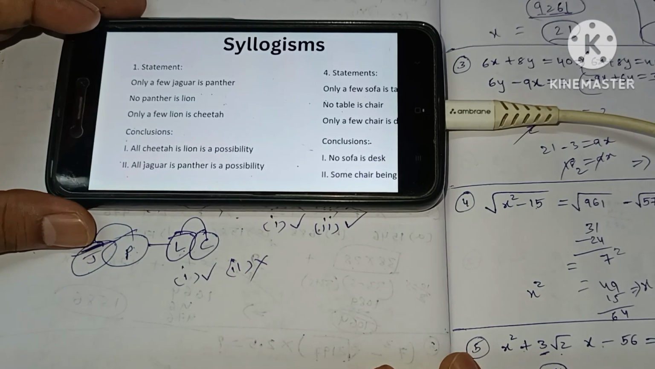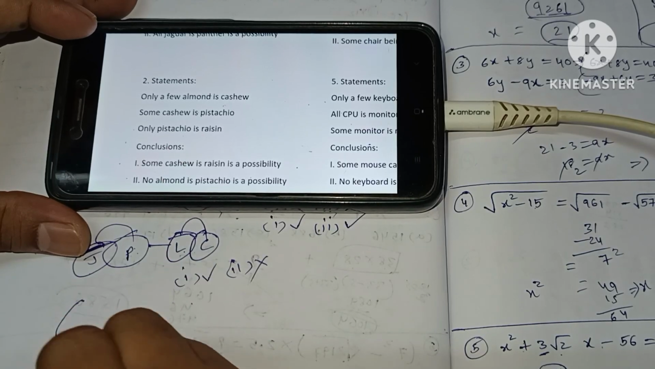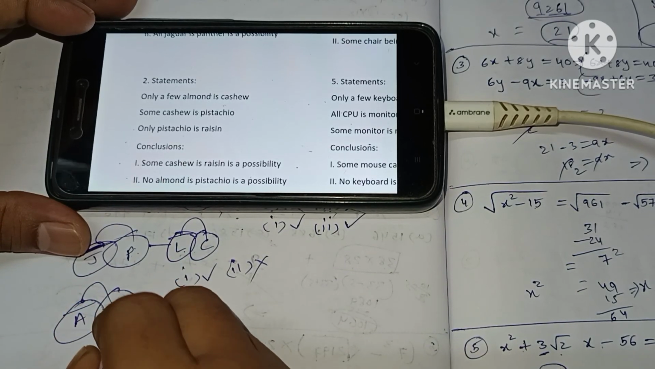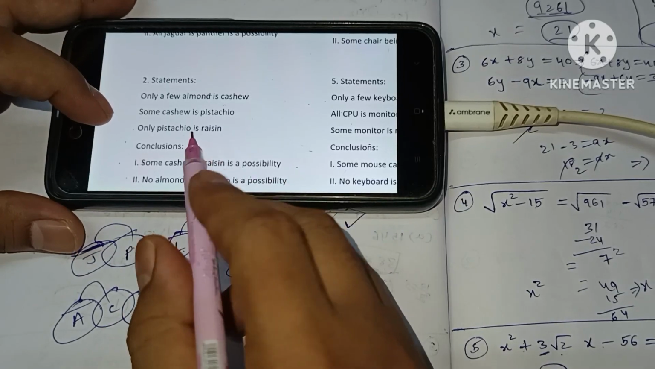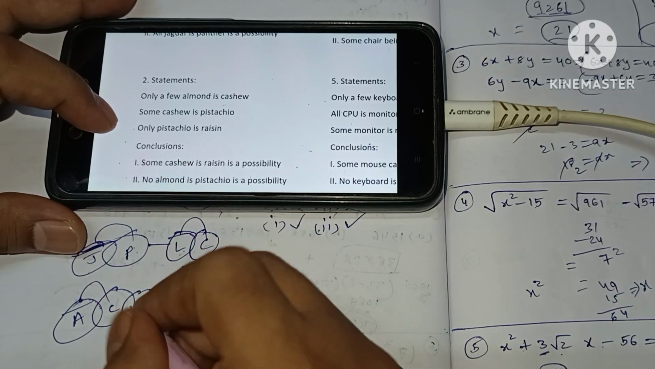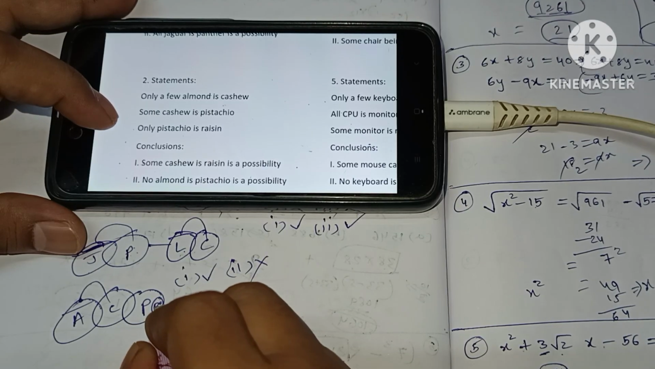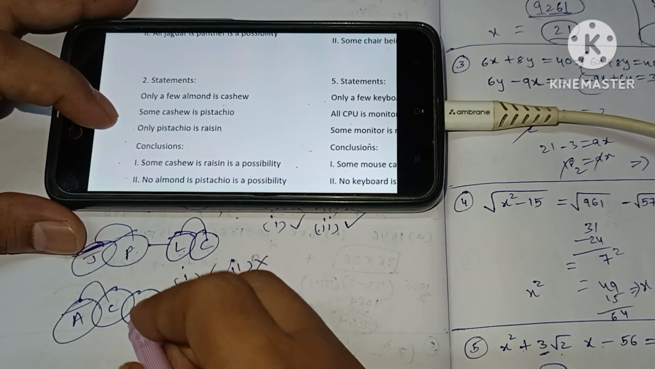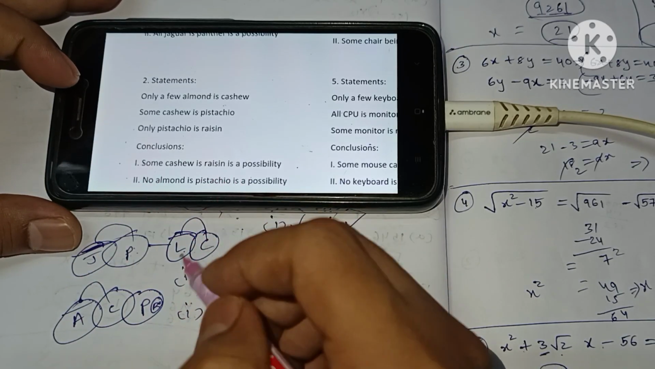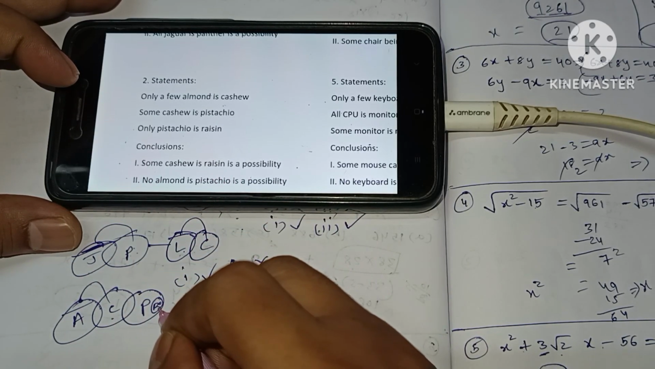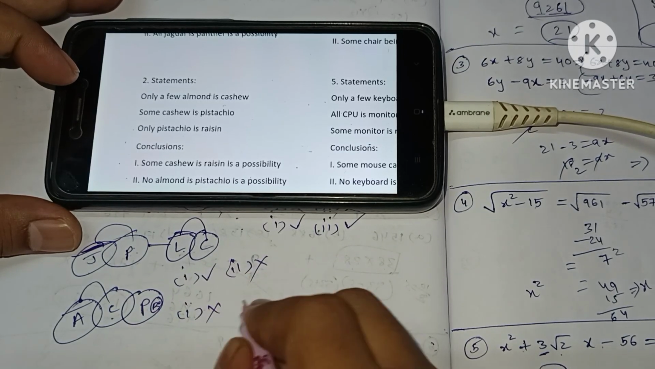Next, second question, only a few almond is cashew. Some cashew is pistachio. Only pistachio is raisin. Raisin is only with pistachio, nothing except pistachio. Okay, conclusions. Some cashew is raisin. Raisin does not share with anything except pistachio. So first conclusion will be false.